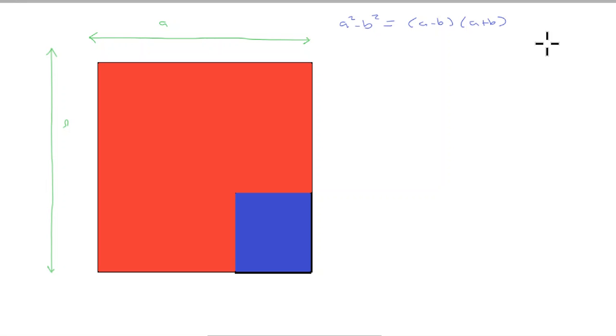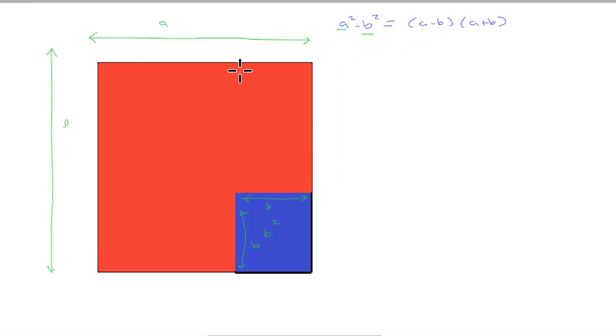So this whole shape, including this blue part down here, is a squared. Okay, so that represents this first bit here. So b squared could then be represented by this smaller shape. Again, b squared is going to be from here to here is b, and from here to here is b as well.